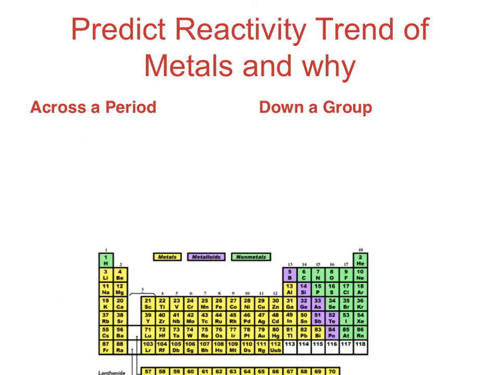All right, so let's see if we can predict for metals, we're talking about the yellow now, across a period and down a group, what the reactivity is going to be. Are the metals, first think about it across a period, are the metals towards the left or towards the right going to be the most reactive? And down a group, top or bottom, and why? Give it some thought and then come back.